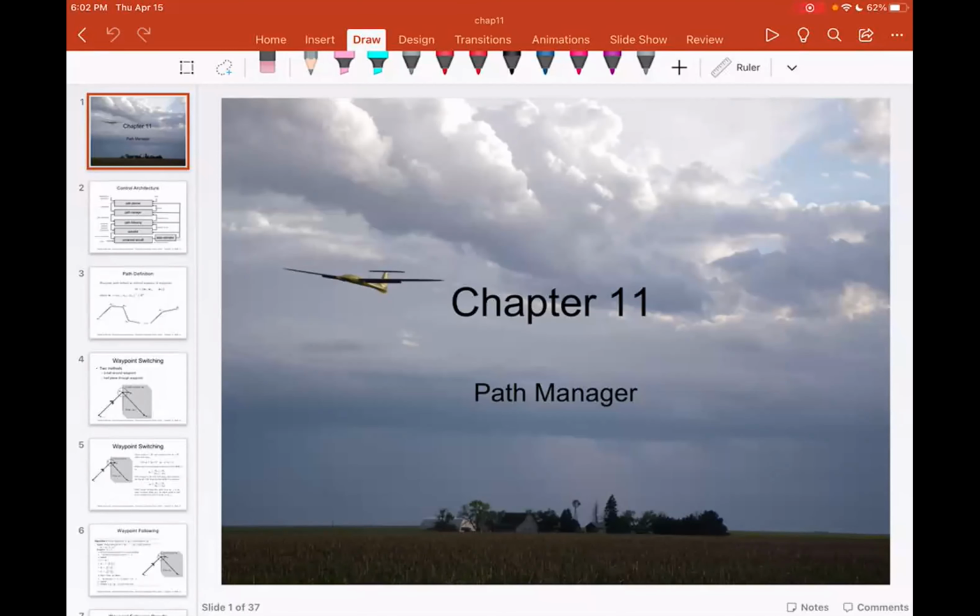So in today's class, we are going to look at chapter 11. In this chapter 11, we are going to talk about the waypoints, transition between the waypoints, how to decide the path from one waypoint to the other waypoint, then Dubin's path, and then finally, we would look at the algorithms.